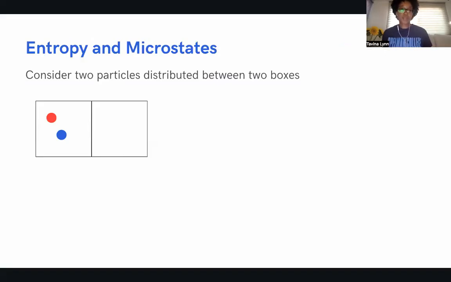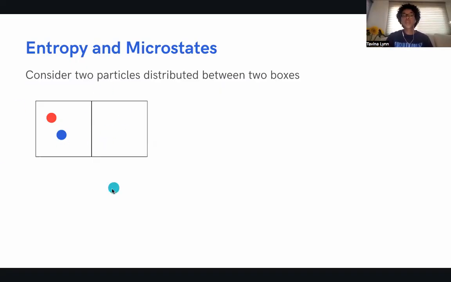Let's look more at entropy and microstates, and let's visualize the relationship between the two. So let's consider an example where we have two particles distributed between two boxes. I've shown the particles here as a red and blue circle and the two boxes as two squares side by side. So we want to look at all the possible combinations or distributions. What are all the possible ways these two particles can distribute between these two boxes?